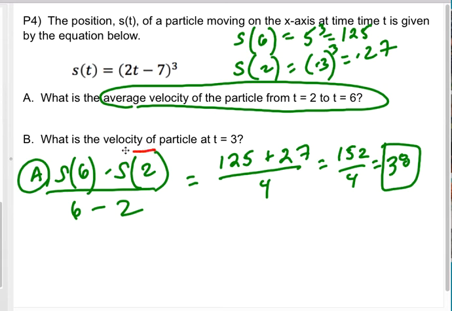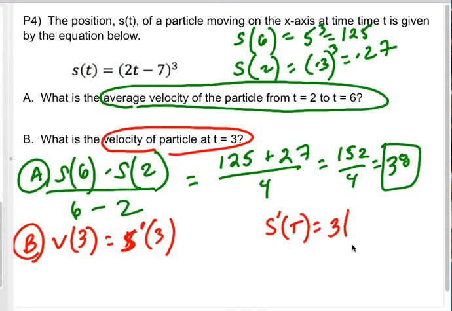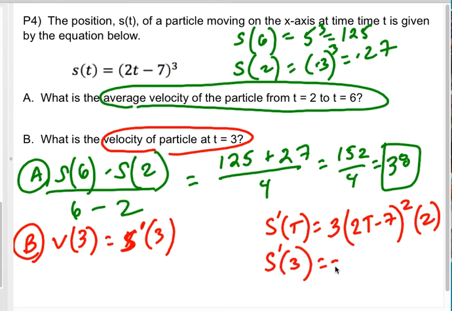I then also have to communicate that for B, I understand that just general velocity is asking me for v of 3 or s prime. Sometimes we accidentally use the wrong notation, s prime of 3. So I have to differentiate this. Remember, to find s prime, I'm probably not going to FOIL this out. I'm probably going to use the chain rule. So derivative of stuff cubed is 3 stuff to the second times the derivative of the stuff. So s prime of 3 is going to be 3 times, when I plug a 3 in here, I get negative 1 squared times a 2, so I get a 6.